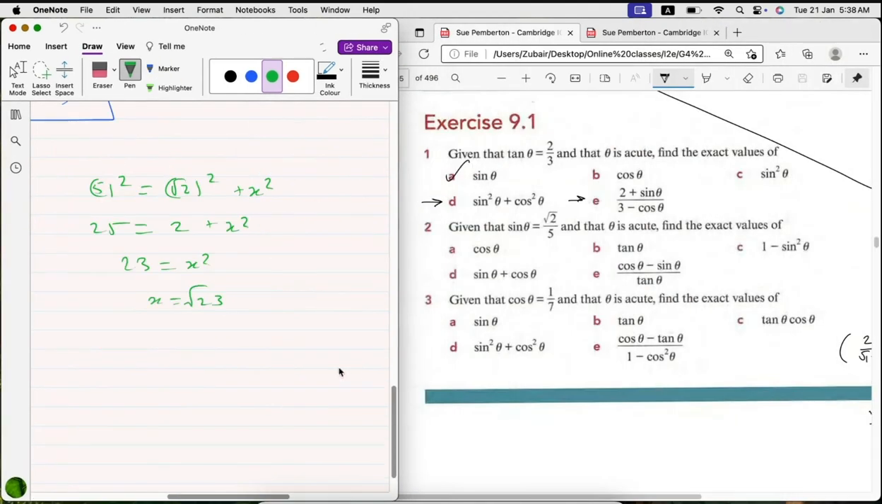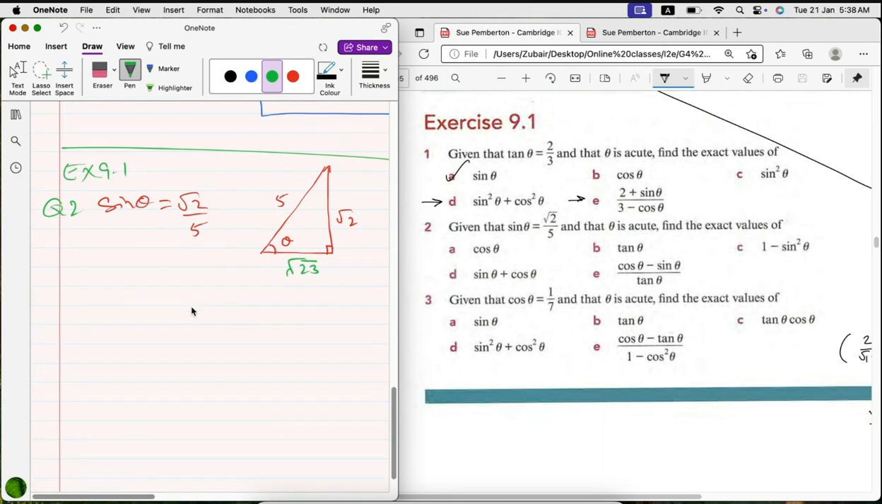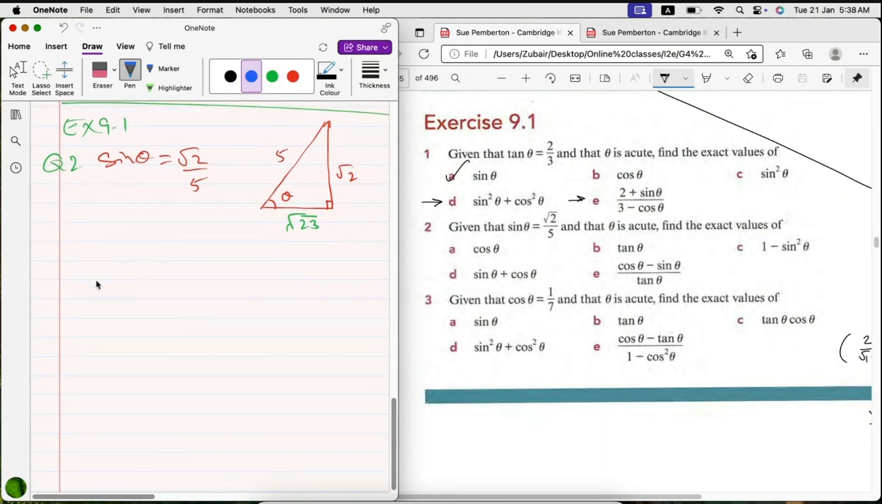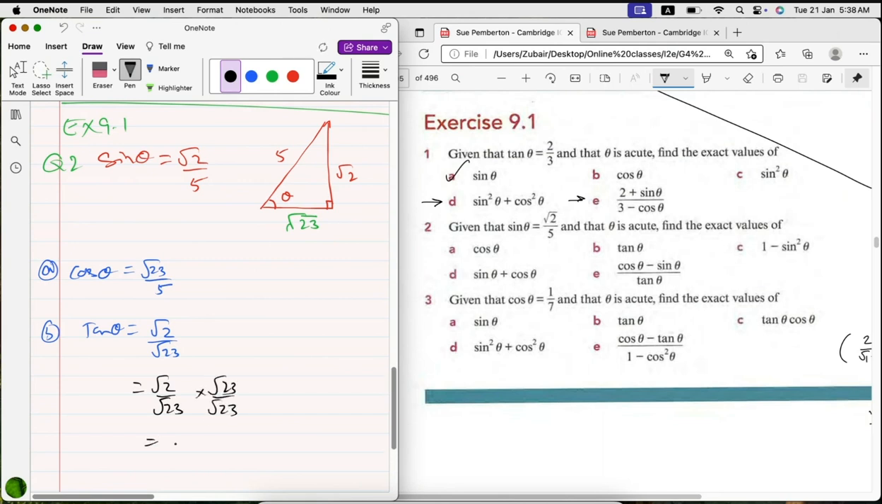Square root 23. Now we have all the values and we can solve the ratios. Let's say A is cos theta, so that is square root 23 over 5. B is tan theta, square root 2 by square root 23, and we rationalize. 2 into 23 is 46, over 23.